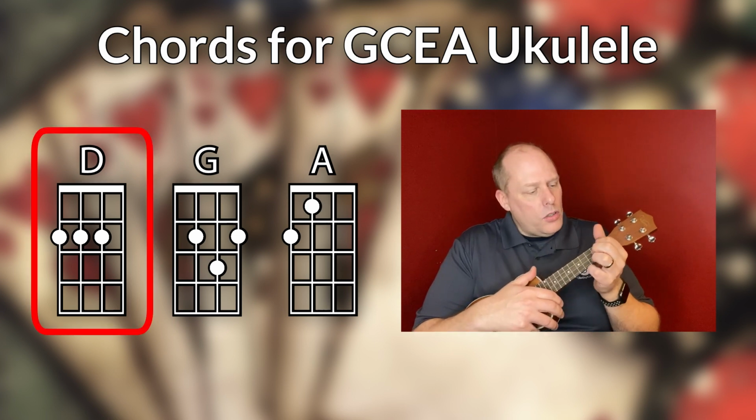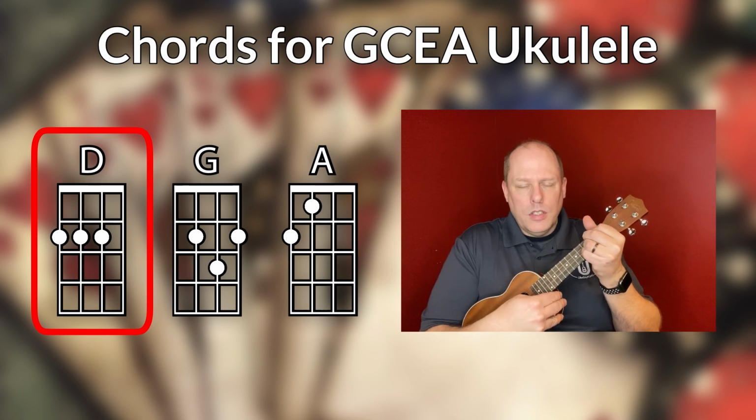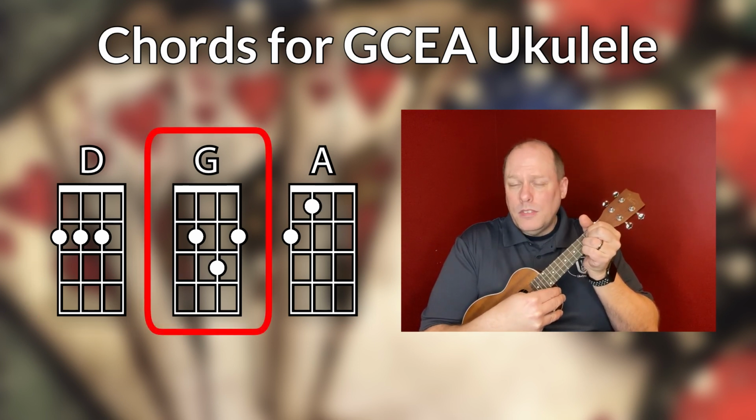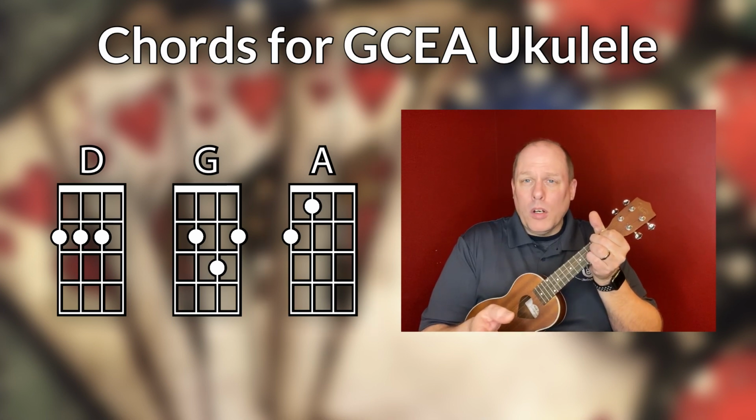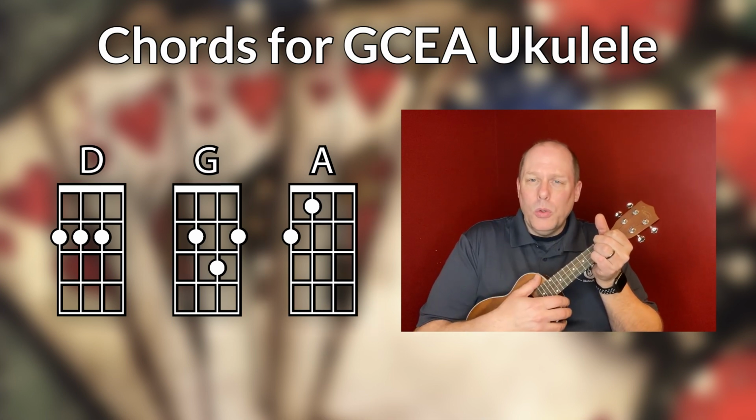On soprano, concert, or tenor, these are the chords that you're going to need. You're going to need the D chord, the G chord, and the A chord. And those are the only chords you need on GCEA ukulele.